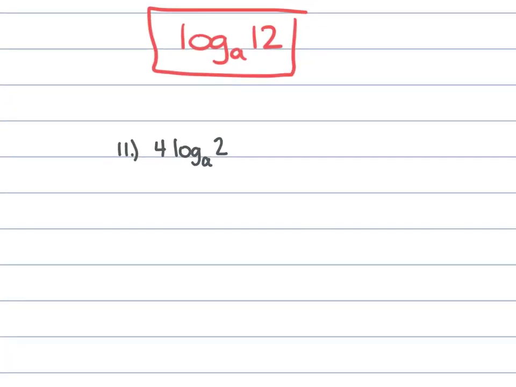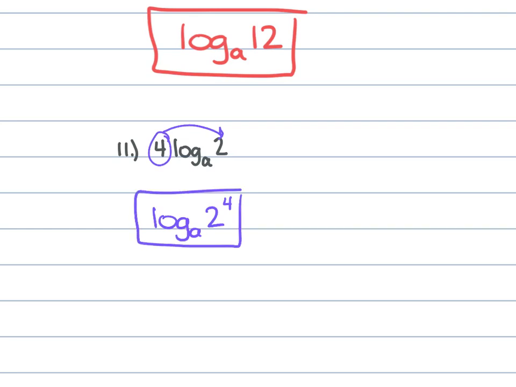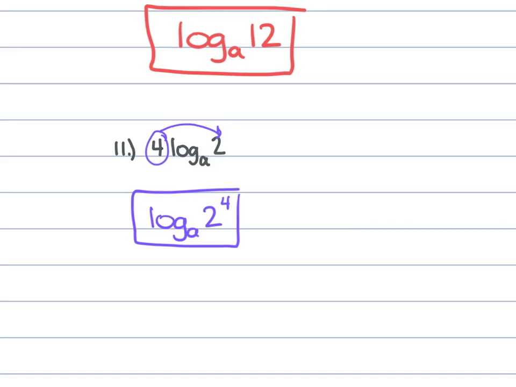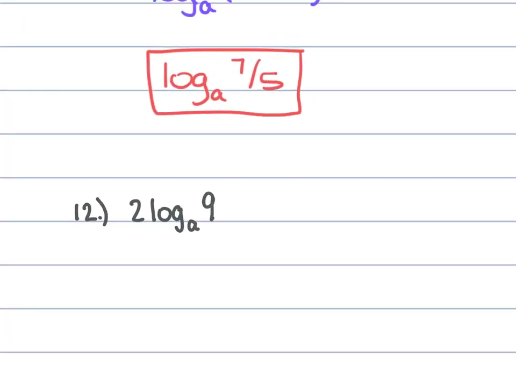For 11, we have 4 times log a of 2. So this 4 was originally the exponent on the 2, so it's going to go back on that 2. So it's just going to be log a of 2 to the 4th power. With these, you're pretty much working backwards, just to reiterate your rules for these properties of logarithms. For 12, you have 2 log a of 9. So again, that 2 was the exponent on the 9. So this is log a of 9 to the 2nd power.